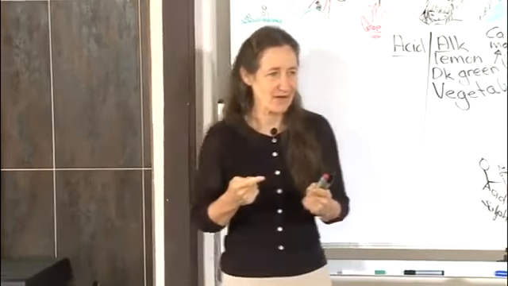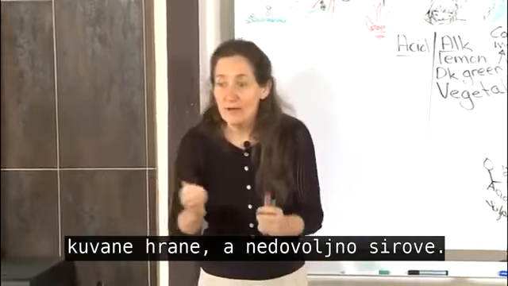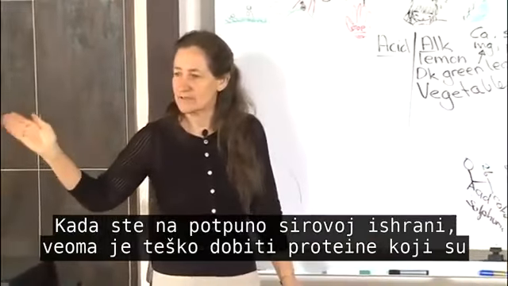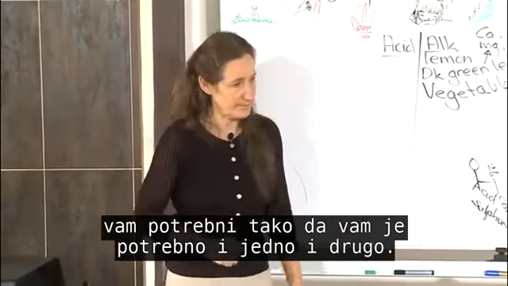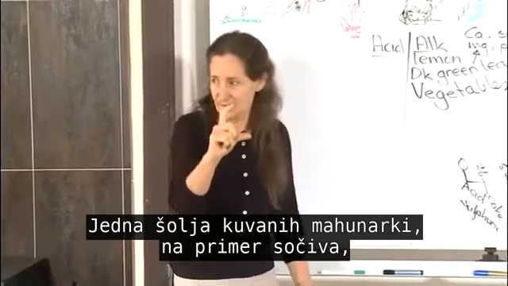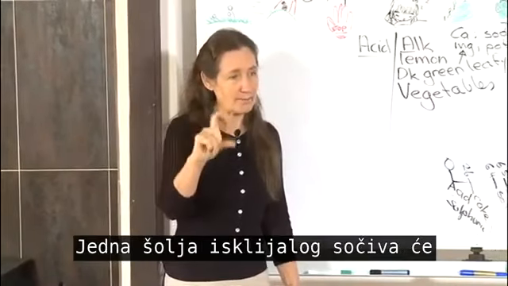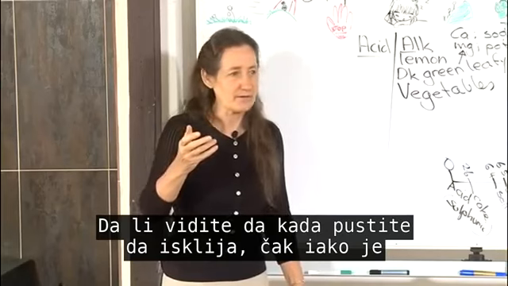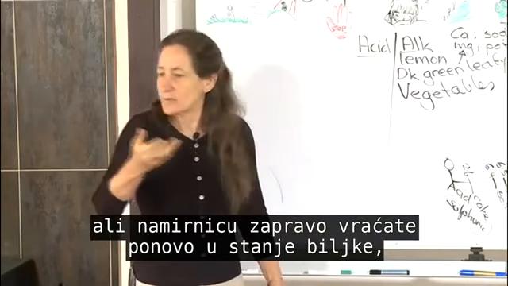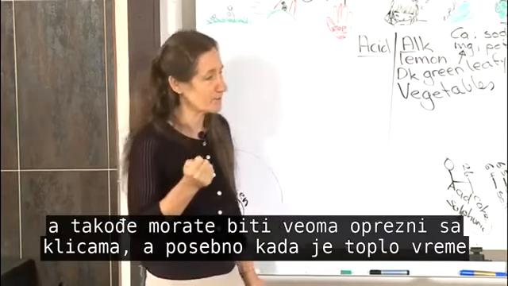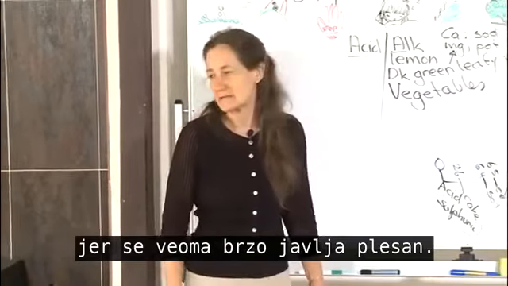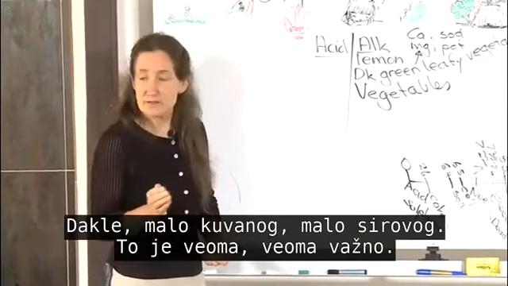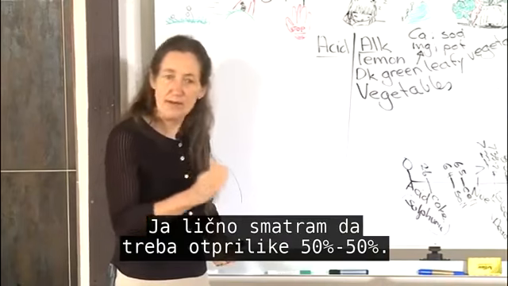Now, I myself believe most people eat too much cooked food and not enough raw. All raw is extreme, all cooked is extreme. On an all raw diet, it's very difficult to get the protein that you need. So it should be a little bit of both. One cup of cooked legumes, say lentils, will deliver 15 grams of protein. One cup of lentil sprouts will deliver 6.9 grams of protein. Can you see, sprouting it, even though it's certainly very digestible, you actually bring it back to a plant. And you have to be very cautious with sprouts, especially in hot weather. They mould very easily, so if you do sprouts, they really should be kept in the fridge. So a little bit of cooked and a little bit of raw is very, very important. I myself aim for about 50-50.